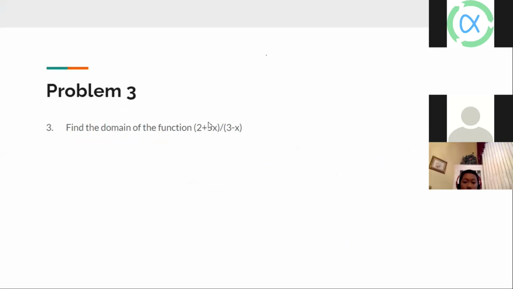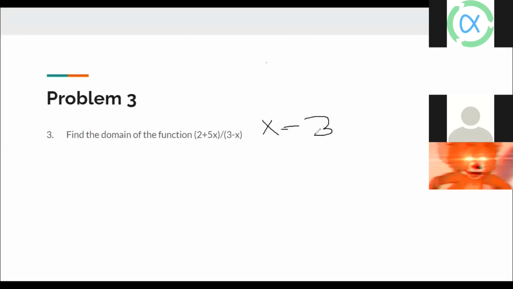Okay, find the domain of the function 2 plus 5x over 3 minus x. This is pretty straightforward. Clearly, any real x will work. Any real x will satisfy this function, except when x is equal to 3. The reason x is equal to 3 doesn't work is because the denominator becomes 0 and the function will be in an indeterminate form. So our answer is all real numbers except for 3.